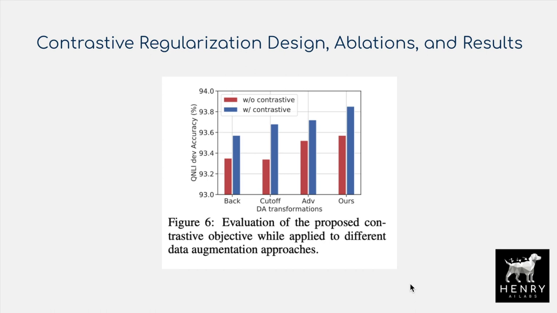So probably aside from the table comparing CoDA with all these other ways of doing data augmentation and these other adversarial attacking augmentation examples, this plot probably sells the idea the best. This is the performance without the contrastive global loss compared to with the contrastive loss, doing back translation, cutoff, adversarial augmentation, and then stacking them all together. So we see this significant gain of about 0.3%, but on this one particular natural language inference data set, but we see this consistent gain of adding in this global loss.